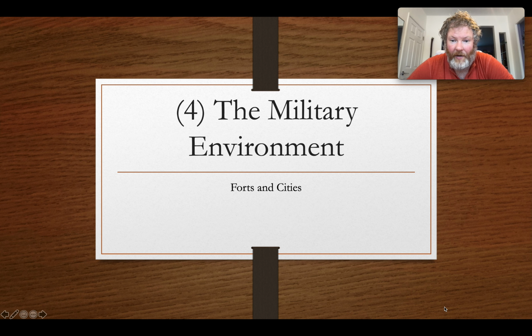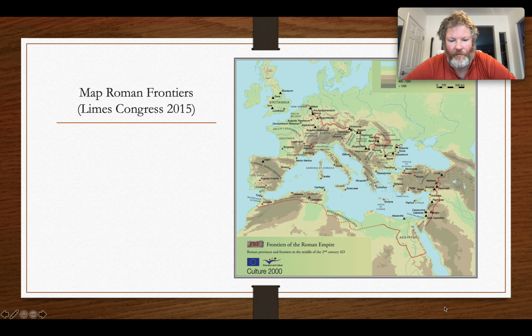Okay, the military environment, where all this happened, the forts and cities. Here is a map I showed you before of the frontiers of the Roman Empire as they were in the middle of the 2nd century CE. Again, as I said, the triangles are more or less legionary bases. Some red circles are cities, and some of the squares are cities that had the odd legionary base in them, and veteran settlements and so on.